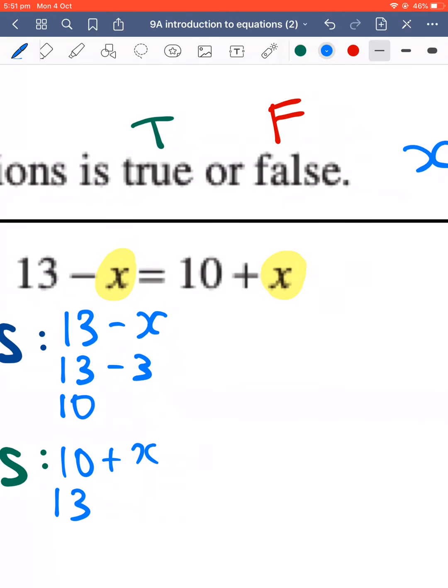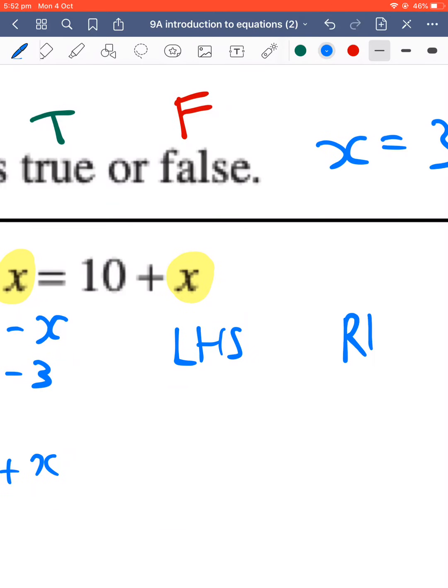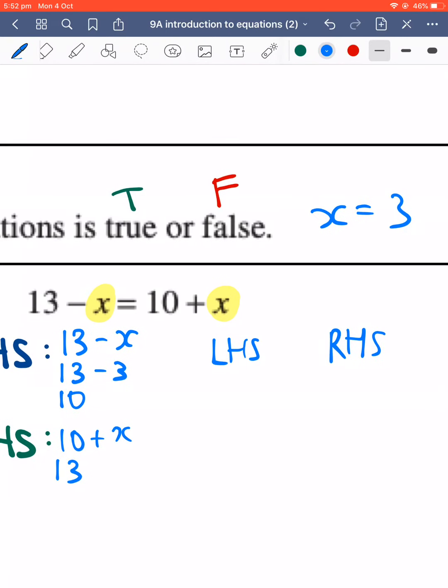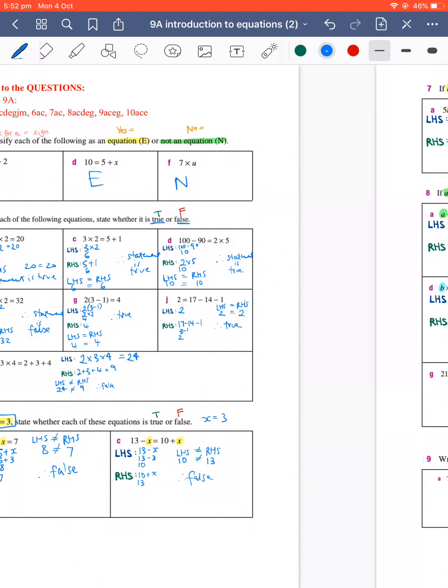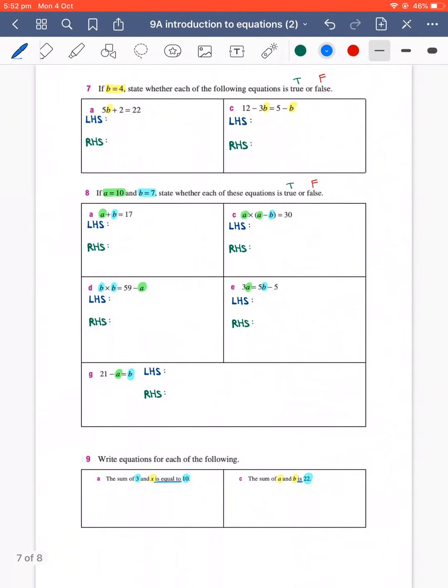Let's now compare our left-hand side to our right-hand side. So our left-hand side was equal to 10, and our right-hand side equals 13. Those two are not equal, therefore my statement is false. On to our next question. So, question number 7, moving along.